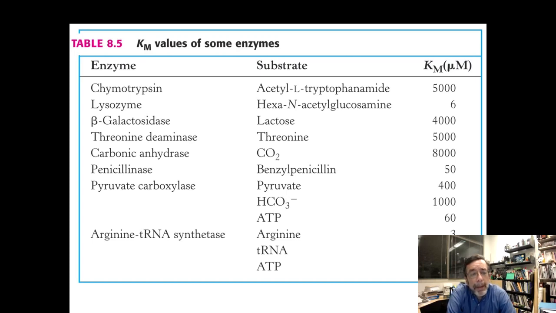We have a bunch of other things. There's pyruvate carboxylase down here. A lot of these are going to be discussed in Biochem 2, so you will see them again. For example, pyruvate carboxylase, if you look down here, binds pyruvate sort of medium tight with 400 micromolar affinity. It binds bicarbonate more weakly with 1000 micromolar, and it binds ATP more tightly with 60 micromolar. And again, we're approximating because we're just using this like a dissociation constant. But for these kinds of comparisons, it's valid.